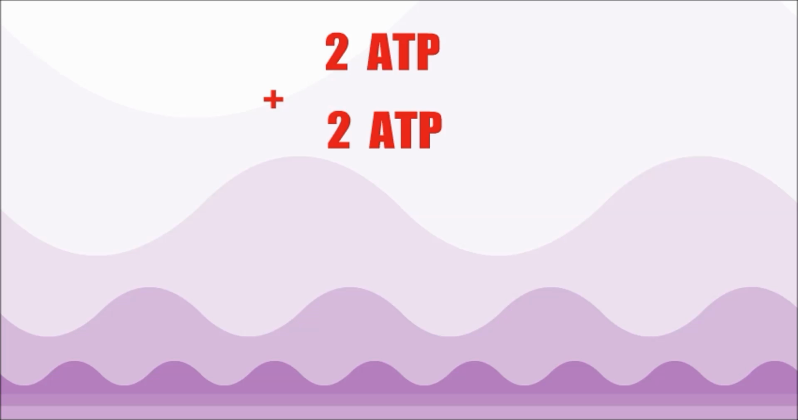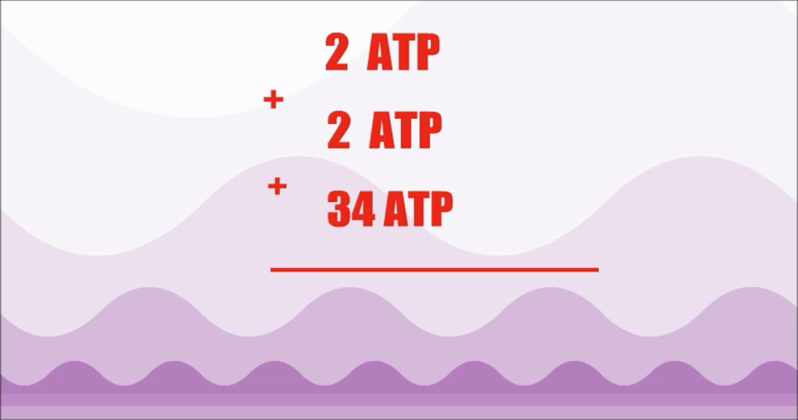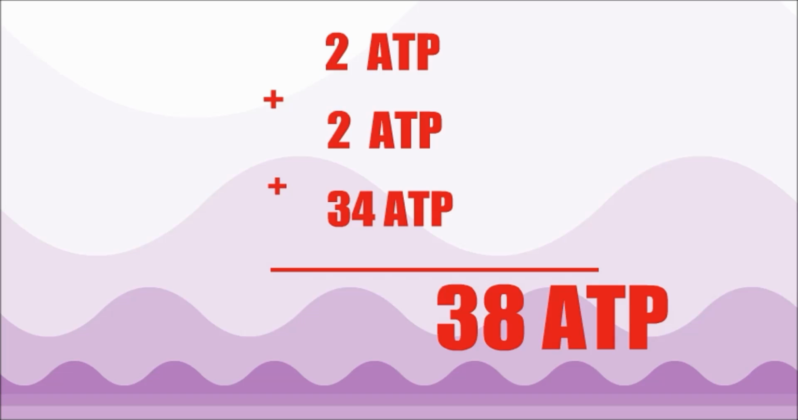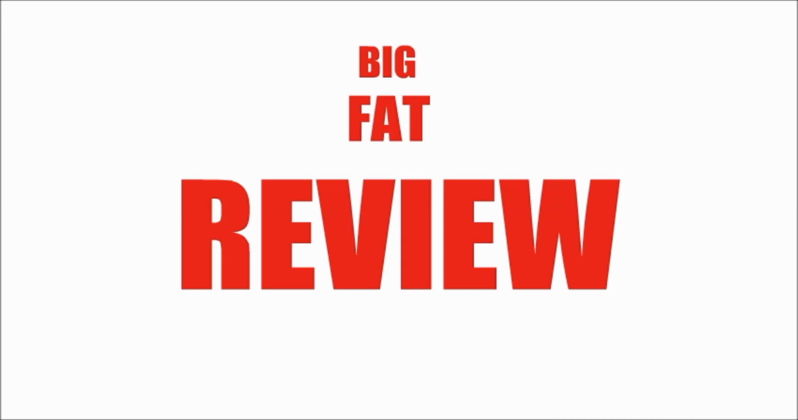So how much ATP do we actually get from all of this? Well, if we take the 2 ATP we got from glycolysis and add it to the 2 ATP from the Krebs cycle, and add that to the 34 ATP that we got from the ETC, our net total is 38 ATP for glucose. And now here comes the big, fat review. This is the whole story from glucose to water.